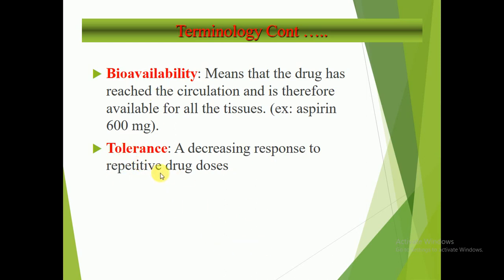The second one is tolerance. In simple words, tolerance can be defined as a decreasing response to repetitive drug doses. Sometimes we are using different types of medications or a single drug periodically or repeatedly. So when you use different medications or a single drug repeatedly, a time will come when that drug will reduce, decreasing its response. So a decreasing response to repetitive drug doses is what produces tolerance.